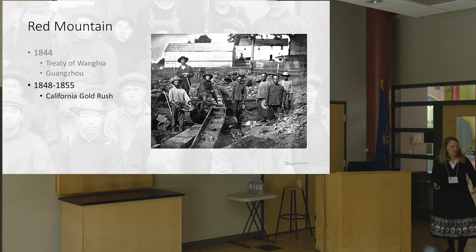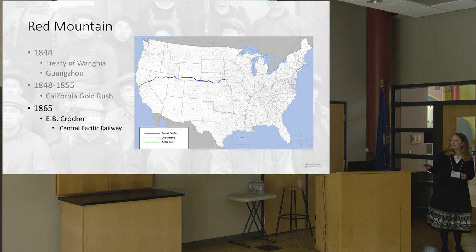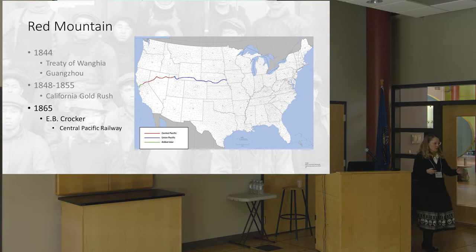In 1865, E.V. Crocker, an executive of the Central Pacific Railway, and the Central Pacific is going to be this red line here, says, hey, why don't we try and create the first transcontinental railway by connecting what's already been built by the UP and sections that were added later by UP and different corporations. But they say, hey, let's try and basically build this so we can connect everything, make this transcontinental railway line, because rail is the transportation of the future.